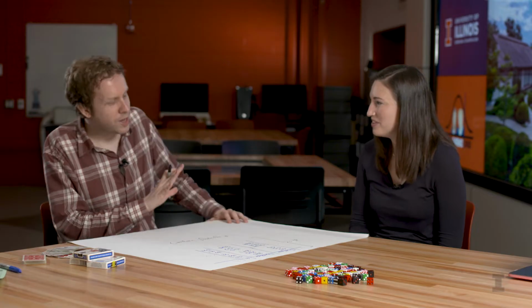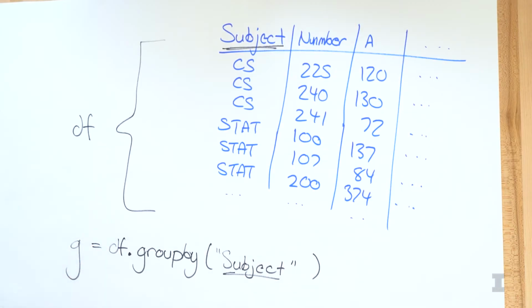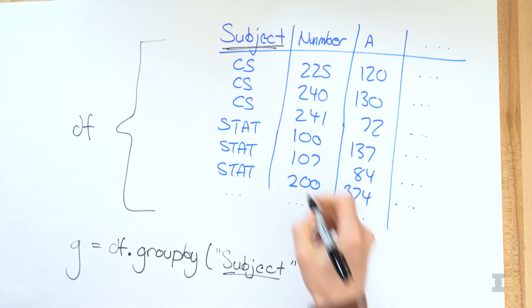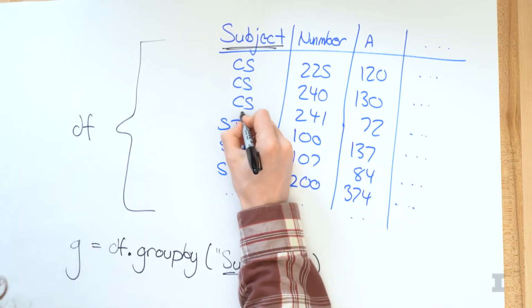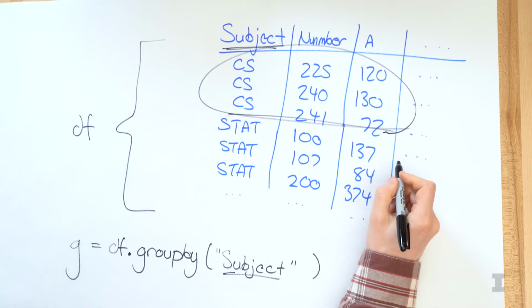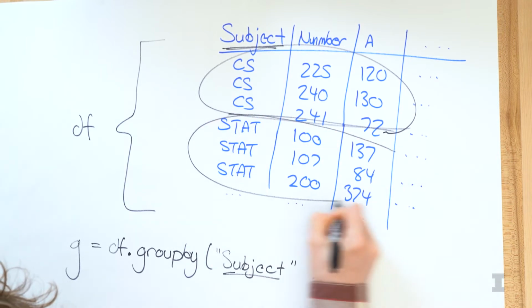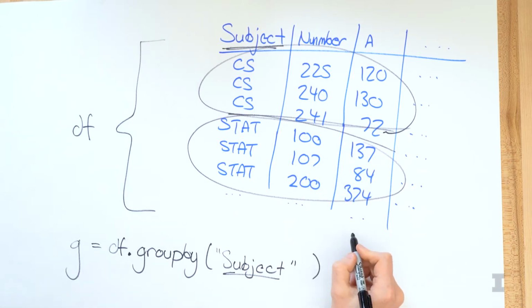Would it create a whole new data set? It creates not just a whole new data set, but almost a three-dimensional structure that we're going to call a group. This structure is going to contain information about the summary of all of the rows that are computer science, because we're grouping by subject. So it's going to group all the computer science rows together, and it's going to group all of the stat rows together as well. So we have multiple groups.